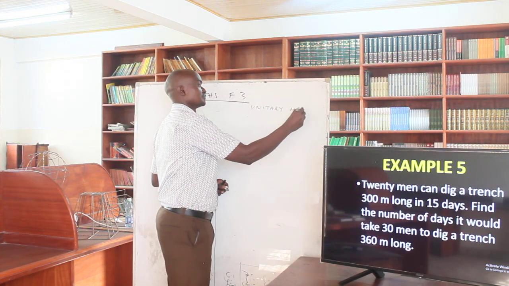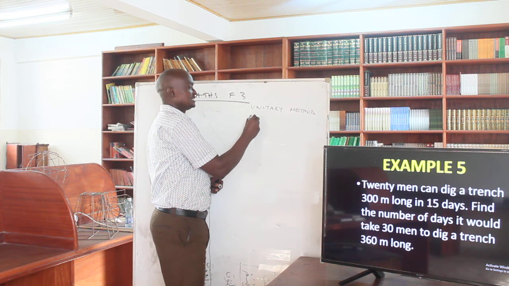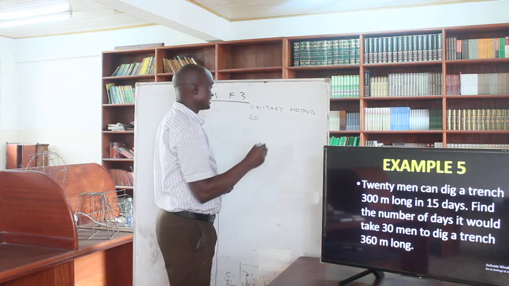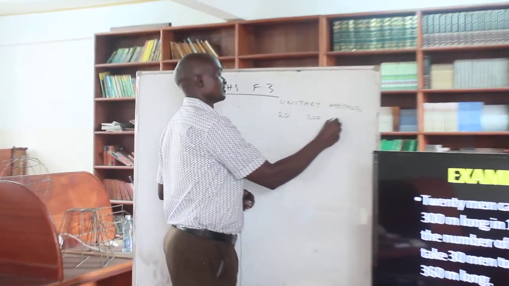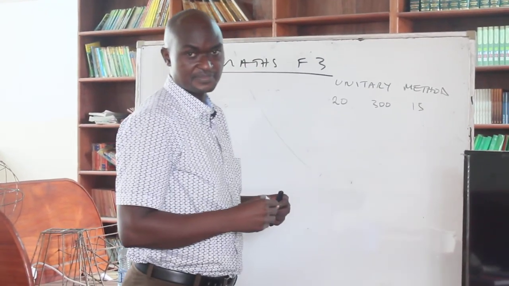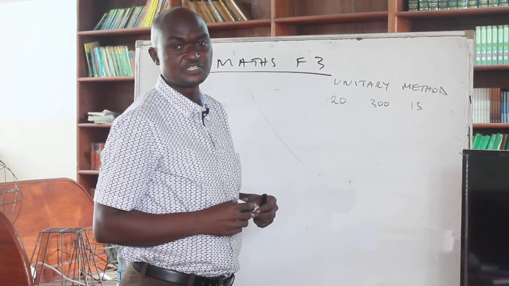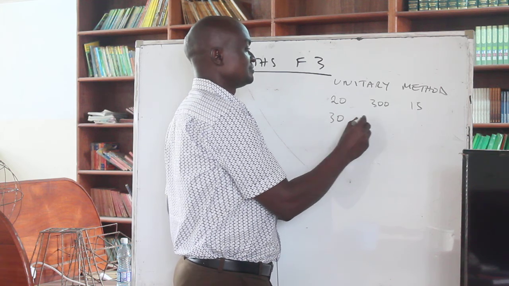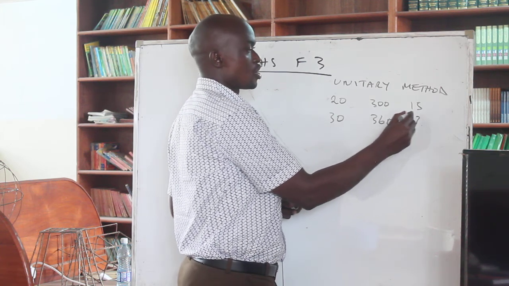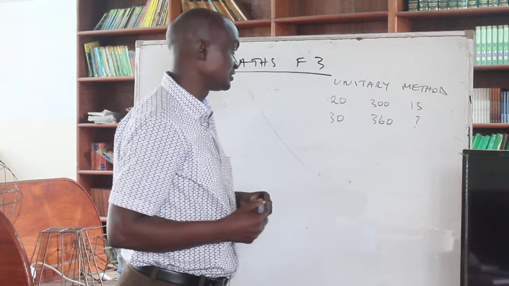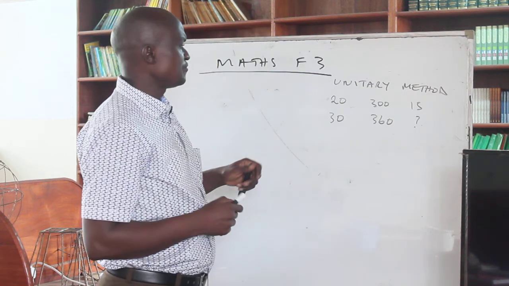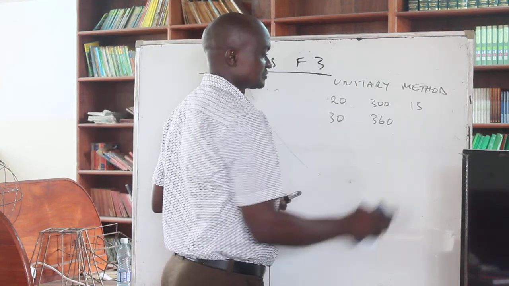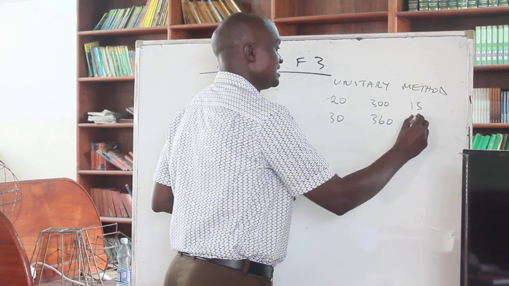20 men can dig this trench, which is 300 meters long, in 15 days. Find the number of days it will take 30 men to dig a trench 360 meters long. Find the number of days it will take. Now, if we were to take this as a unitary workout, let's put this one to be D.